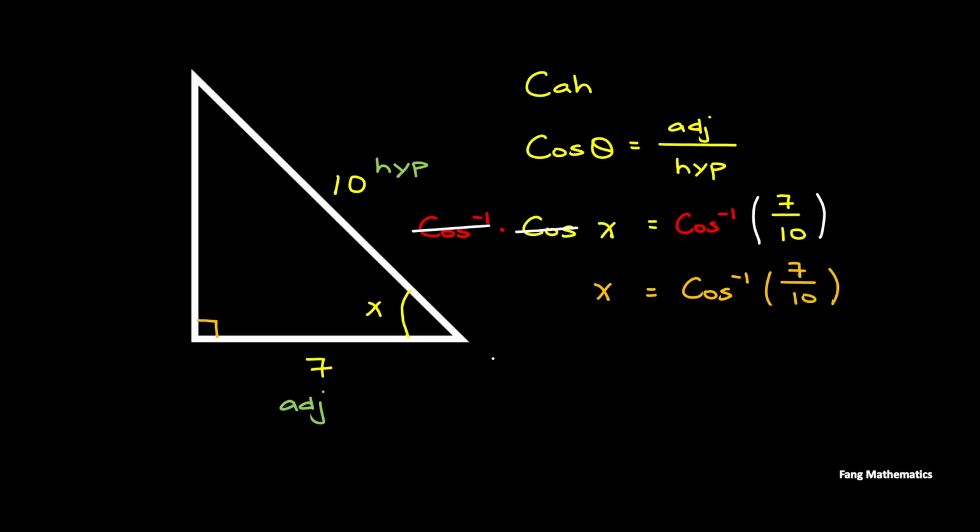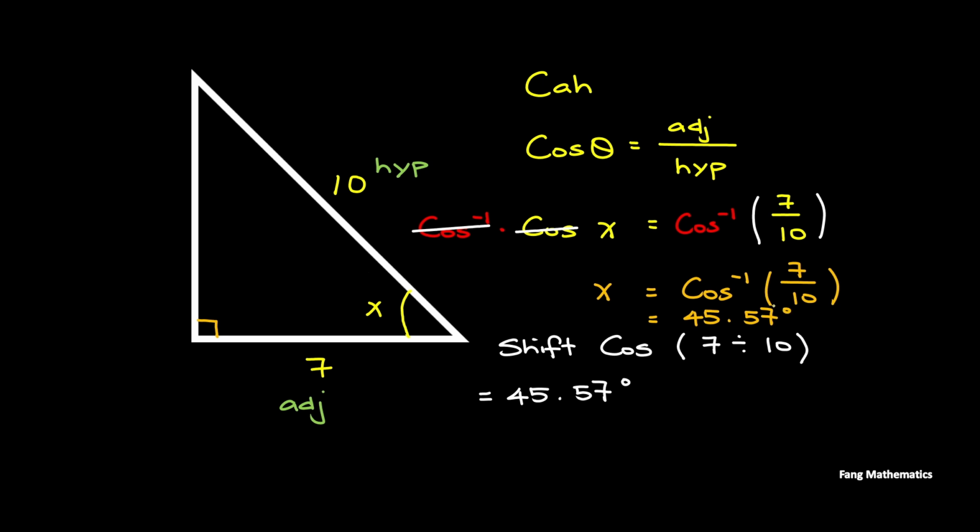We are to use the calculator and find cos inverse. So shift cos will get you cos inverse. And in a parenthesis, 7 divided by 10. And you should get in two decimal places 45.57 degrees. Hence, you have successfully determined this angle is 45.57 degrees.